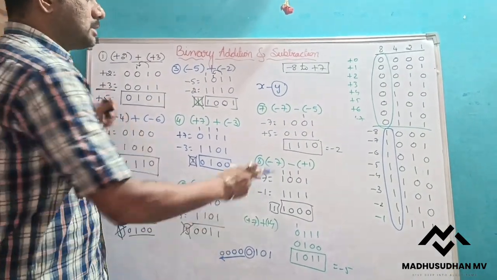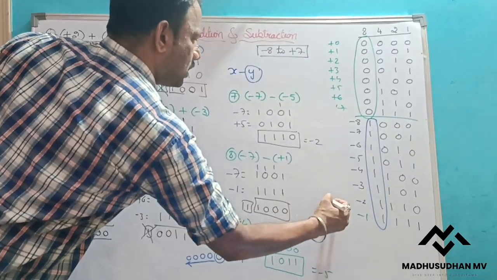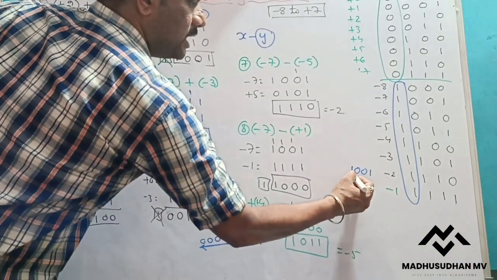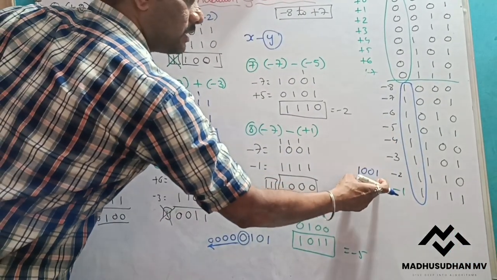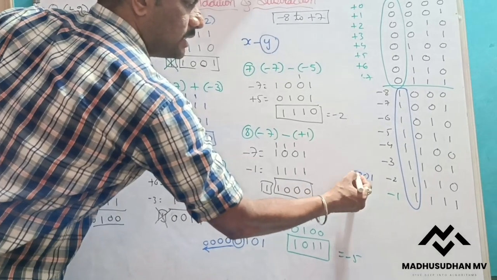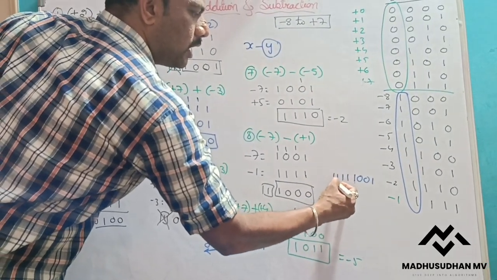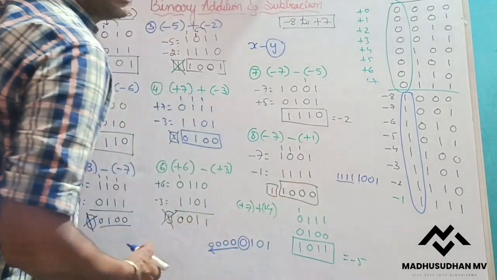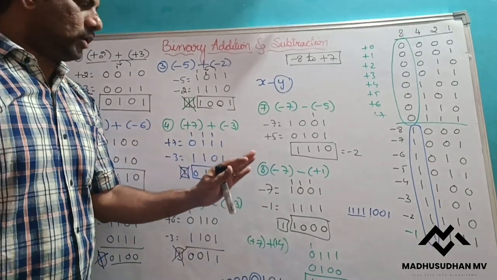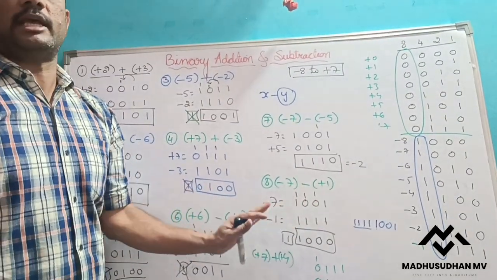Okay, similarly let us check minus 7. Minus 7 is 1, 0, 0, 1. So this sign is 1. If you want to represent the same minus 7 in 8 bits, you extend the sign. Sign is 1, so 1, 2, 3, 4 ones are added. Now this is sign extension, so total 8 bits are complete. This is called sign extension. If you do sign extension, then you get the expected answer.